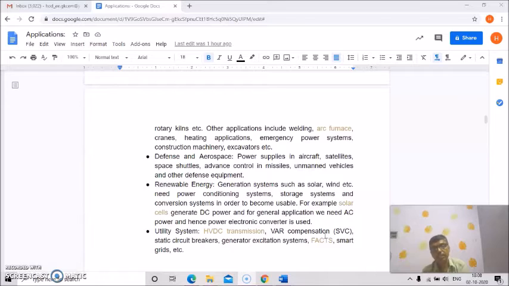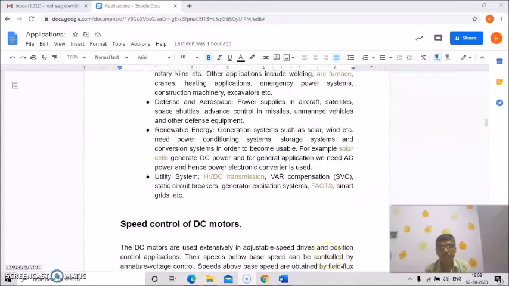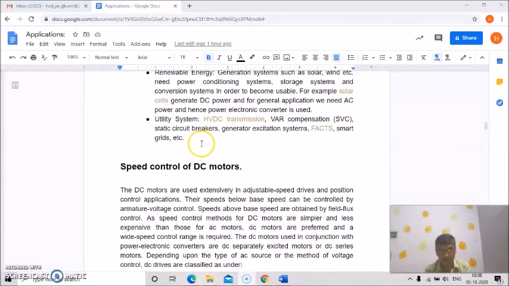In utility systems, such as HVDC transmission, power compensation with static VAR compensators (SVC), static circuit breakers, generator systems, FACTS, smart grids, etc., we are using power electronics.